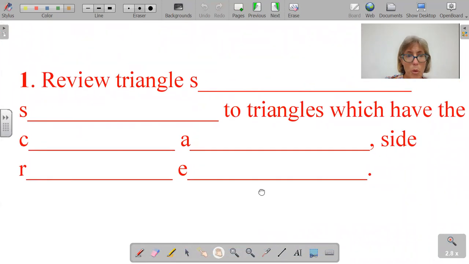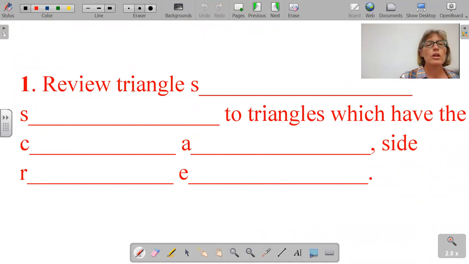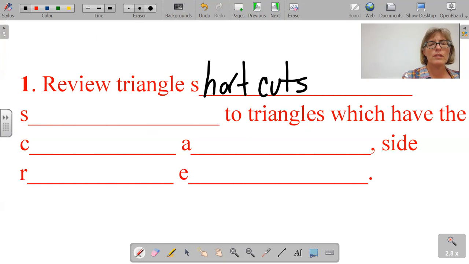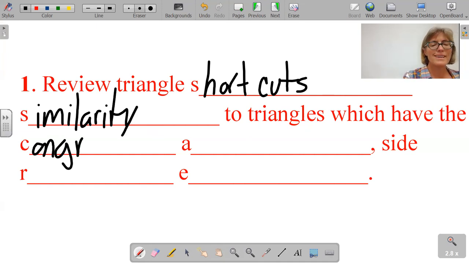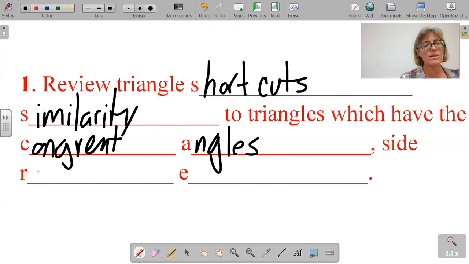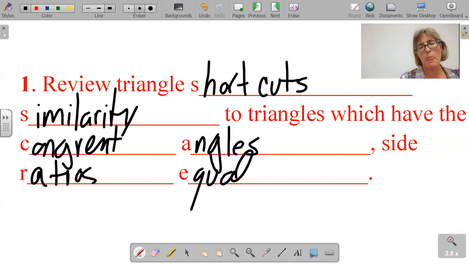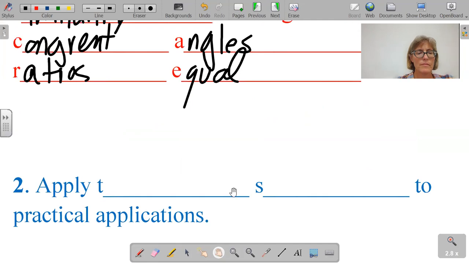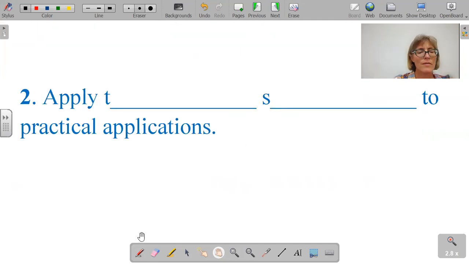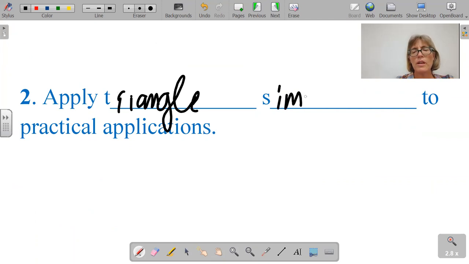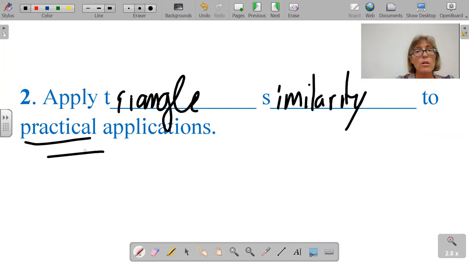There are two main goals for today. We're going to review triangle shortcuts. Triangle shortcuts, similarity: two triangles which have congruent angles and side ratios equal. And now we're going to apply triangle similarity to practical applications.